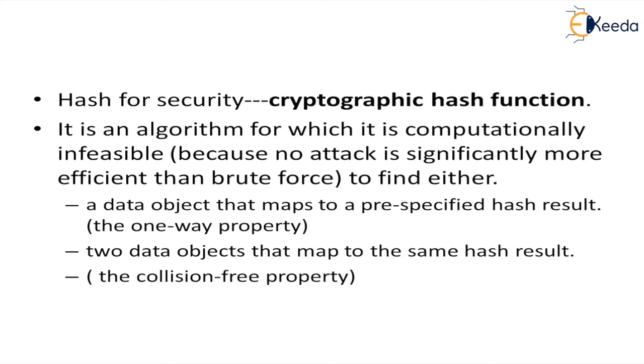So it is in the algorithm for which it is computationally infeasible. Making use of this function, the data is computationally infeasible to attack, because no attack is significantly more efficient than brute force. And to find a data object that maps to a pre-specified hash result, that is the one-way property, and to find two data objects that map to the same hash result, that is the collision-free property.